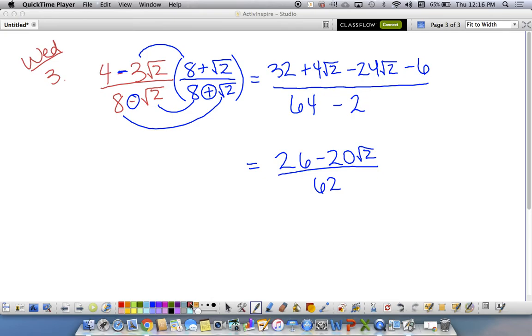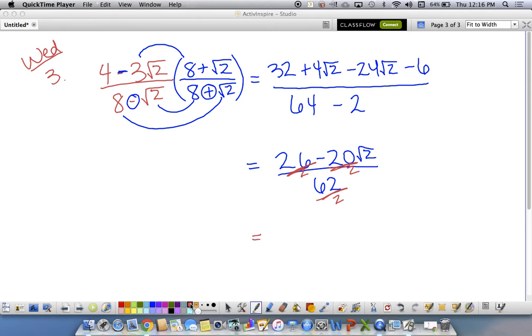But if every term, do you see your 3 terms there, are divisible by the same number, then you need to reduce. Okay? Meaning, can you pull a 2 out of all of it? Can I divide 26 by 2, 20 divided by 2, and 62 divided by 2? Now, if you don't pull out of all of them, you didn't do it correctly. Okay? You must pull it out of every piece.